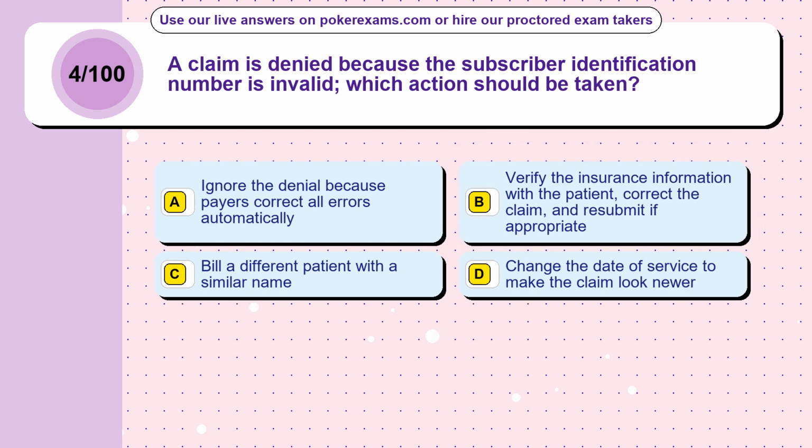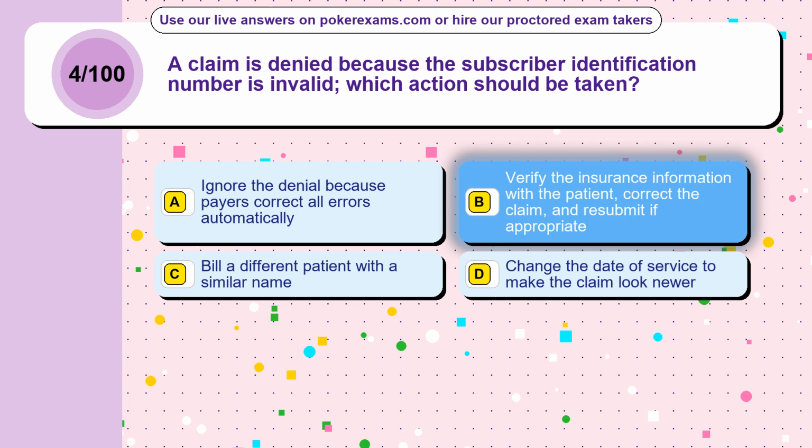Question 4. A claim is denied because the subscriber identification number is invalid. Which action should be taken? Option A, ignore the denial because payers correct all errors automatically. Option B, verify the insurance information with the patient, correct the claim, and resubmit if appropriate. Option C, bill a different patient with a similar name. Option D, change the date of service to make the claim look newer.